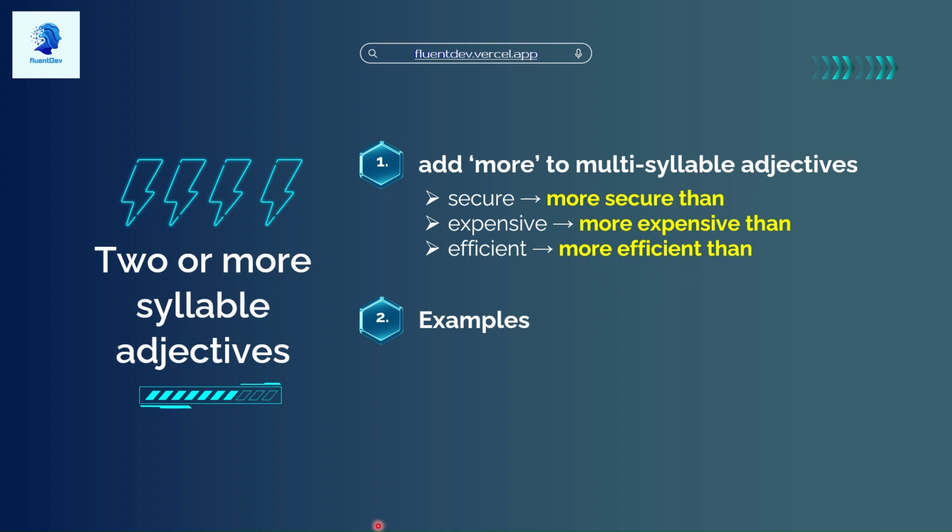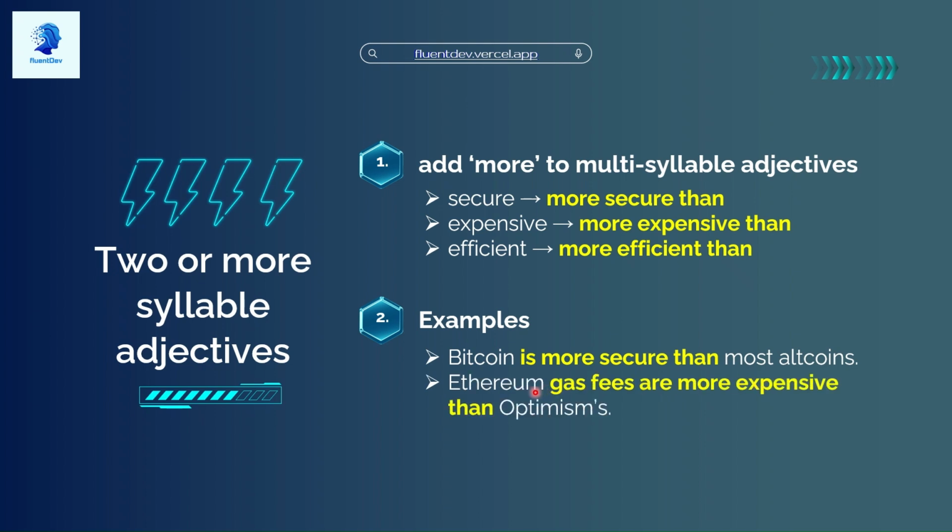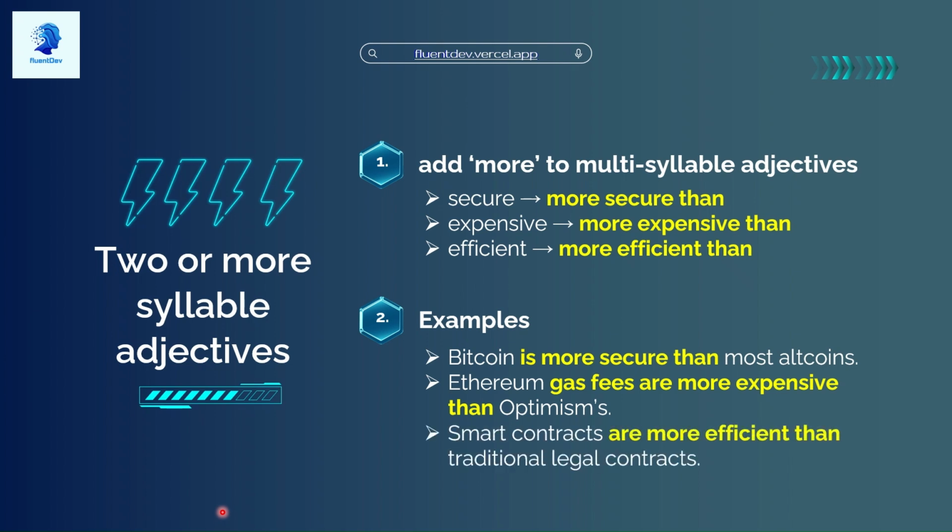Let's look at some example sentences here. Bitcoin is more secure than most altcoins. We wouldn't say Bitcoin is securer than because that is not correct grammar. Ethereum gas fees are more expensive than Optimism's. And smart contracts are more efficient than traditional legal contracts.